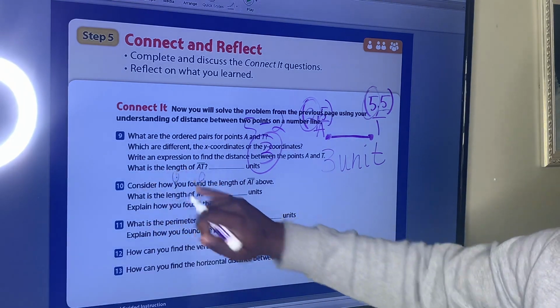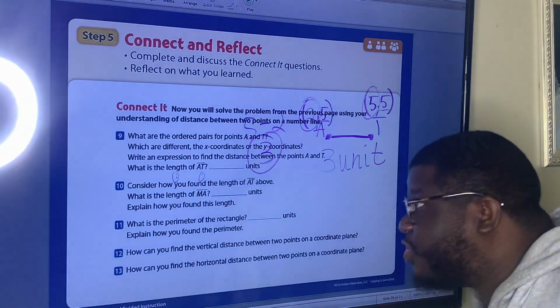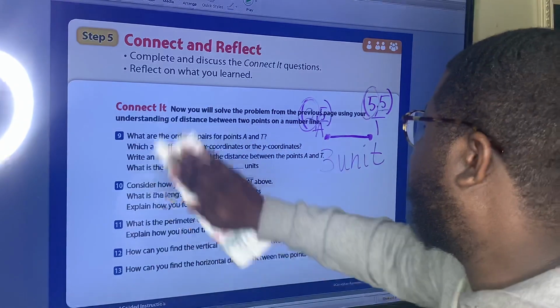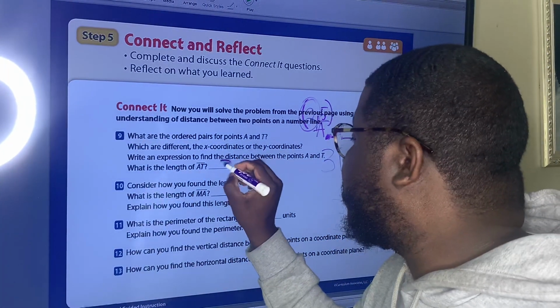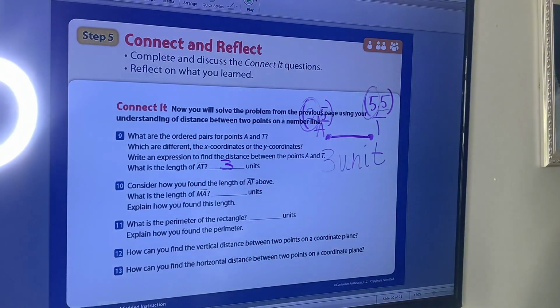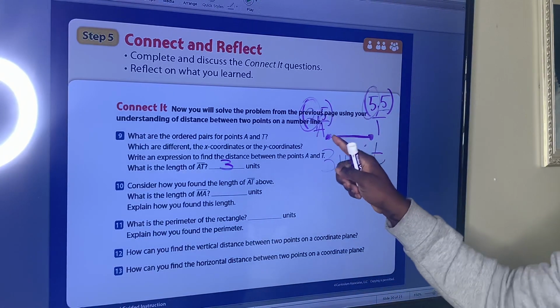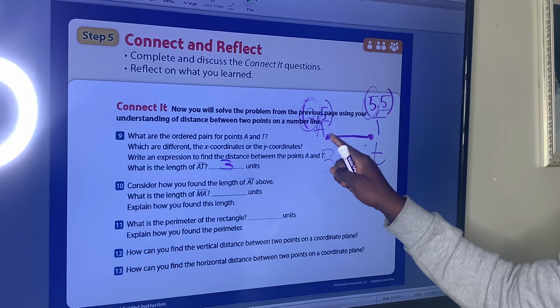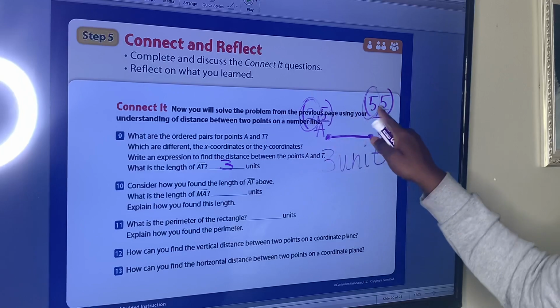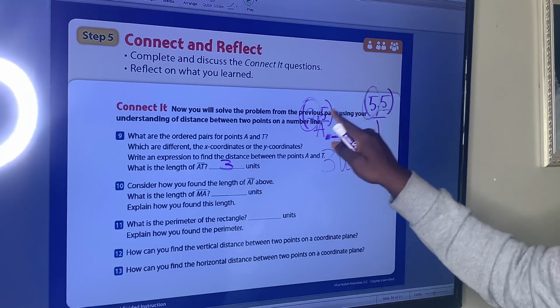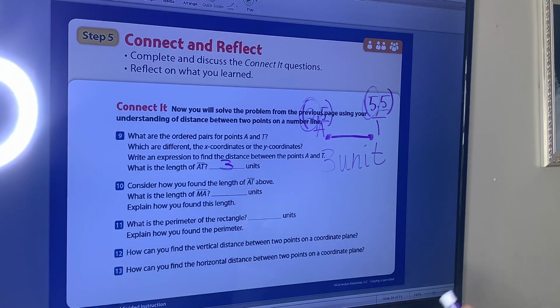What is the length of AT? We just answered that. The length of AT is 3 units. How did we get 3 units? By simply counting how many spaces from A to T, or subtracting the x-axis. 5 minus 2 is equal to 3.